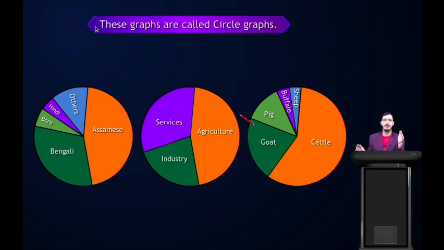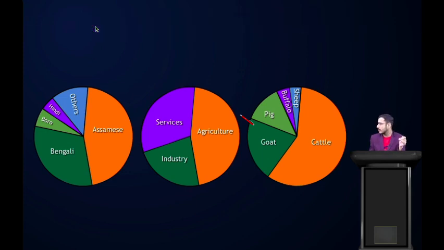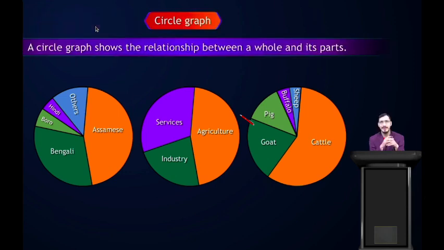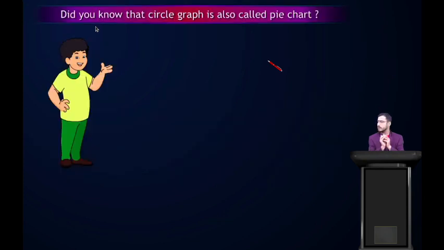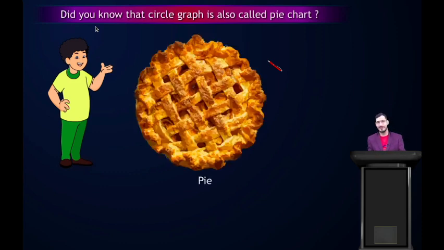These graphs are called circle graphs. A circle graph shows the relationship between a whole and its parts. So remember always, students, a circle graph shows the relationship between a whole and its parts. Do you know that a circle graph is also called a pie chart? Yes, a circle graph is also called a pie chart.